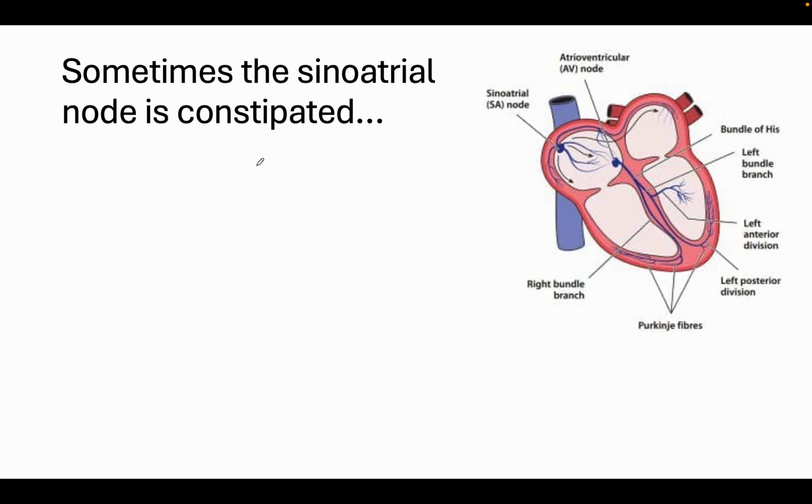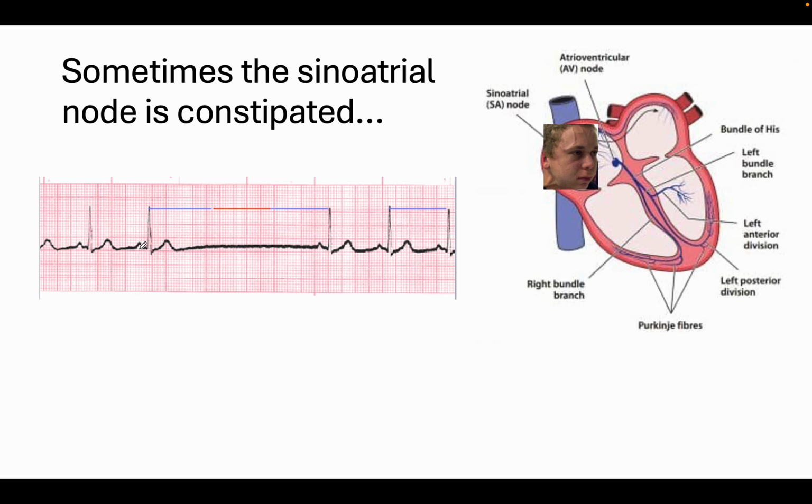Sometimes the sinoatrial node can become constipated. What do I mean by that, or how does it look? What does a constipated sinoatrial node look like on an ECG? Well, if we look at this example here, we can see P waves, QRS, a T wave, and another P wave, a QRS, and a T wave. So we can call these sinus beats.